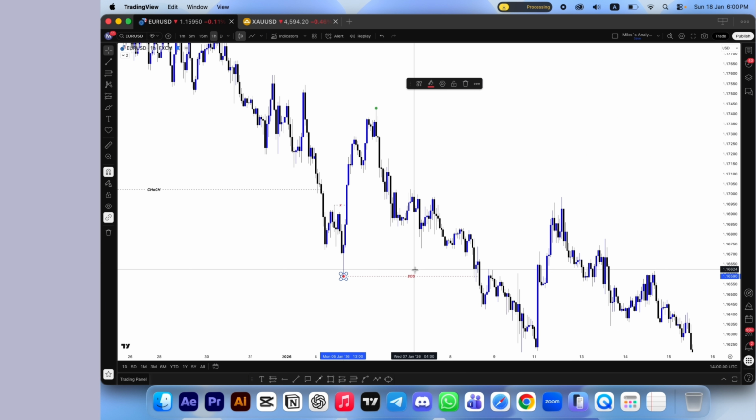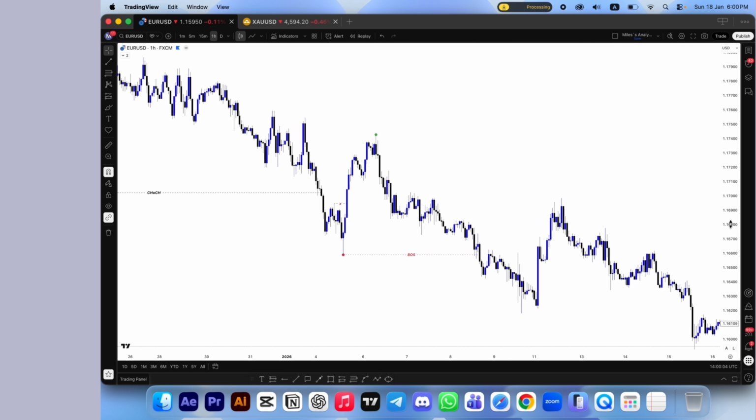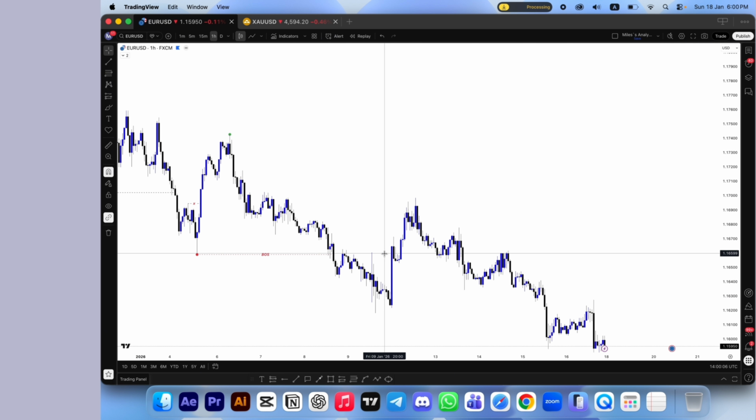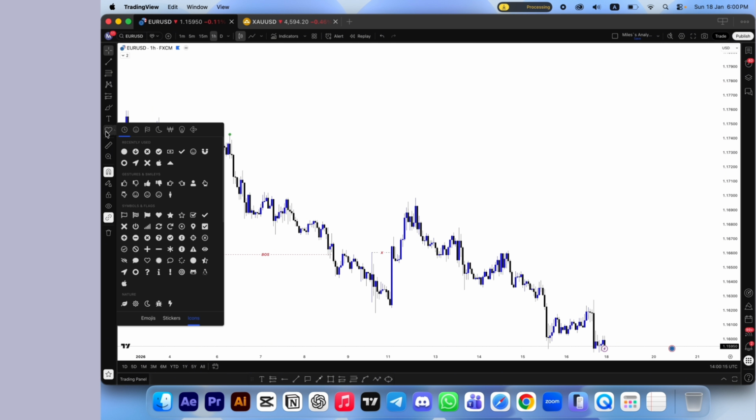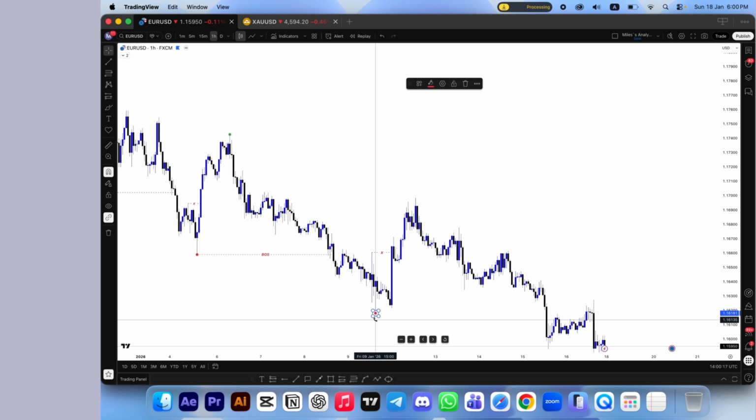So after this breakout structure was created, it validated this point here, its valid higher low, and the next valid inducement was taken out at this point right here. So we can identify this as a valid inducement that's taken out, and the moment it's taken out, it also validates a new valid lower low, which is this one right here.